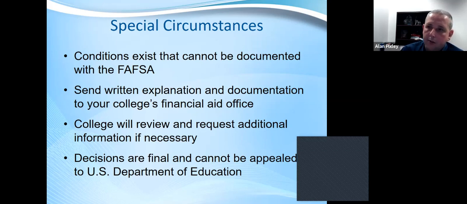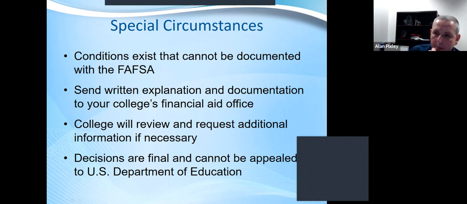The decision of the school is final. So you may say, "Hey, I had to take out $50,000 to pay my bills," and one school might not agree to make a change, where another one might. So it's just based on the school's professional judgment whether to do that. On the next slide, we talk about some of these special circumstances.